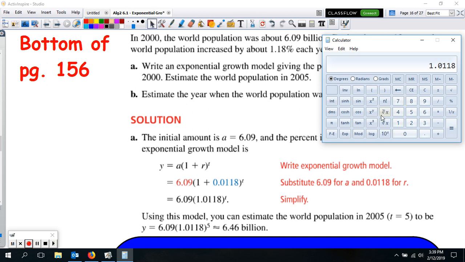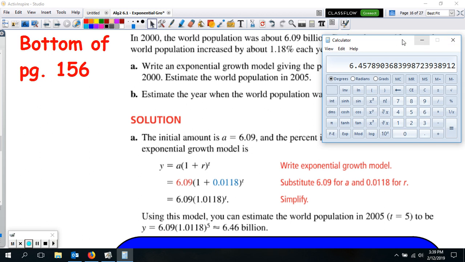So it would be 1.0118, and we're going to raise that up to the 5th power, so I'm going to use that button. It's going to put a little caret on my screen, and then 5 is the power, and that will equal this number. Then we're going to multiply that by 6.09, so times, which is this little asterisk, 6.09, and equals. That gives us 6.457. They're going to round it off to 6.46 billion for this one.